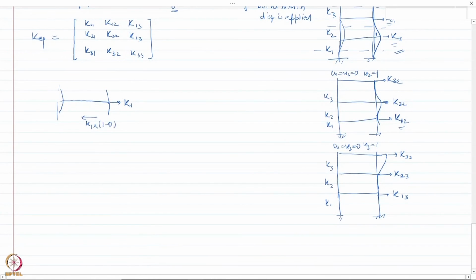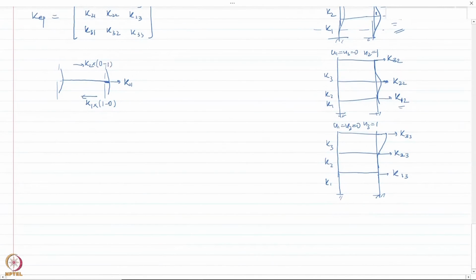Now remember, there would be forces from above as well, and it would be in this direction. And what would be that force? The story stiffness K2 times the deformation of the floor above, subtracted by the deformation here. Now the deformation of the floor above is 0, but the deformation of this floor here is 1, so it is K2 times 0 minus 1. So K11 would be nothing but K1 plus K2 here. So we can write down the equation of equilibrium and get K11 is K1 plus K2.